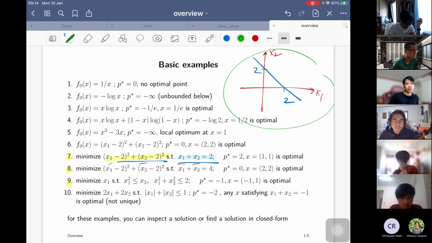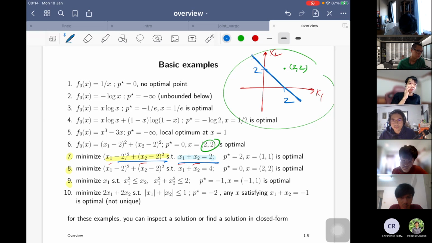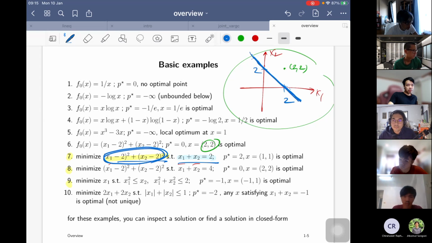Can you see that? I'm going to leave you to verify that now you cannot freely choose 2, 2 as optimal, because 2, 2 is here. It's not on the constraint set. You have to pick only candidates on this blue line. Verify that if I pick this one, this one, this one, and plug it in, which point gives me the minimum? But of course we don't do that, right? There are infinitely many numbers on this line.